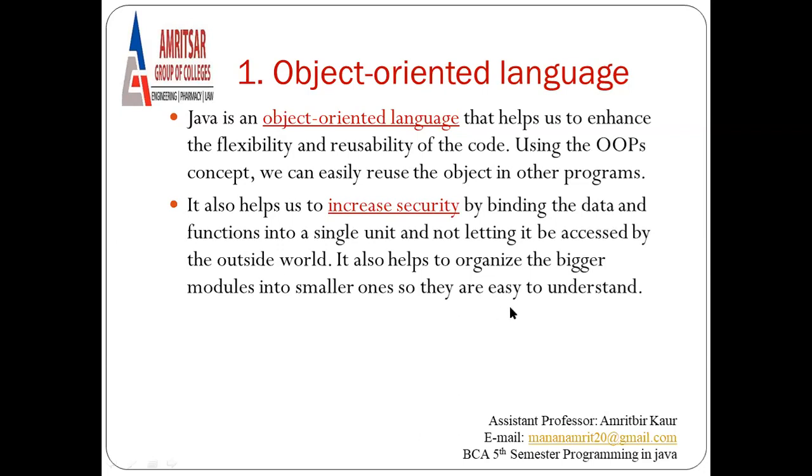It also helps to organize the bigger modules into smaller ones. They are easy to understand. So in an object oriented language, we divide our program into a number of objects. So they are easy to understand because instead of understanding a bigger one, it is easier to understand smaller ones. So the first one is object oriented language.